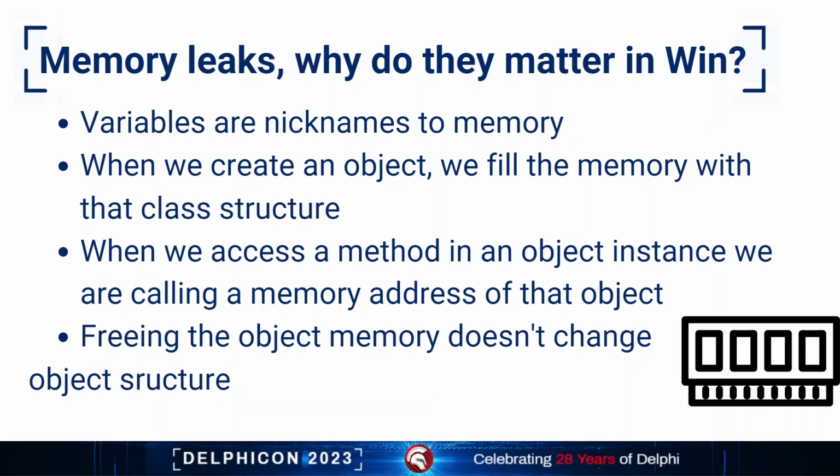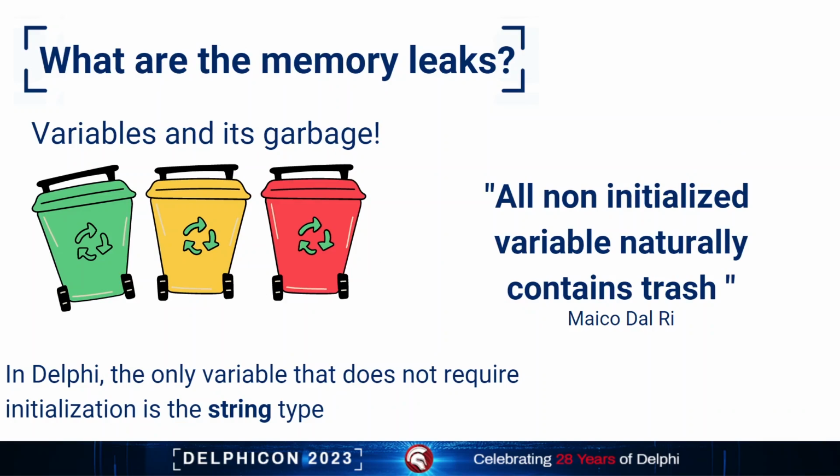Freeing that object from memory doesn't change the object structure. When we free some memory, we are just telling the compiler that we are not using that structure anymore, right? But we are not cleaning that memory area, right? We are just saying to the compiler, the operating system, that we are not using that object structure anymore, right? So, it gives us two scenarios, right?